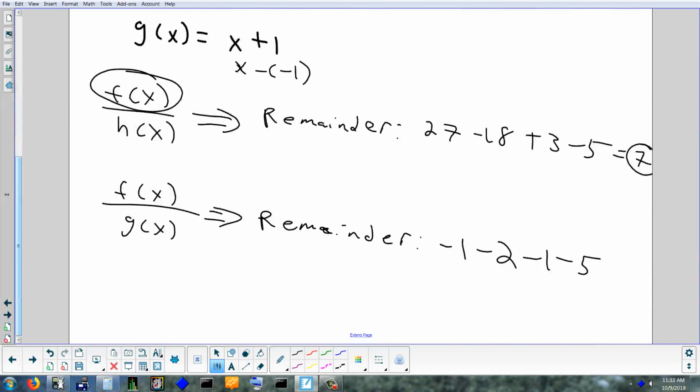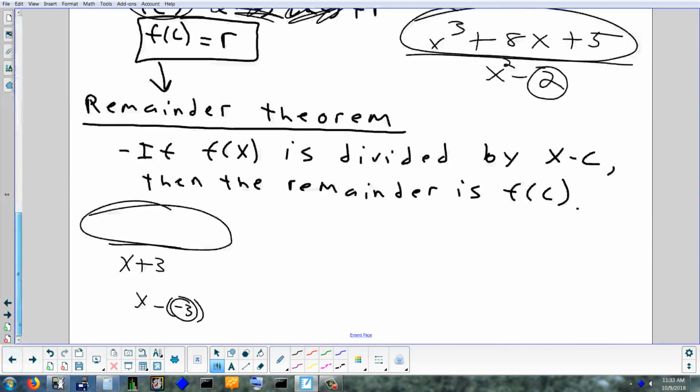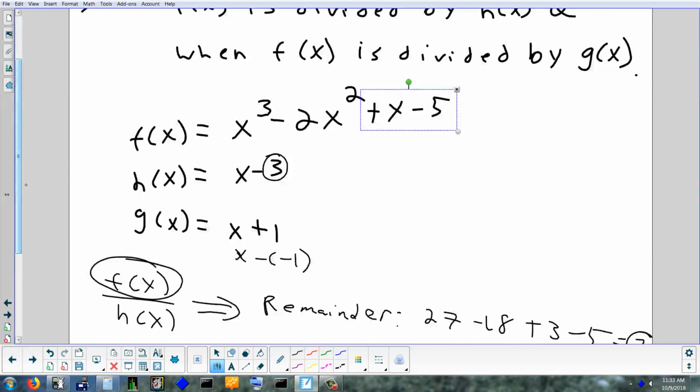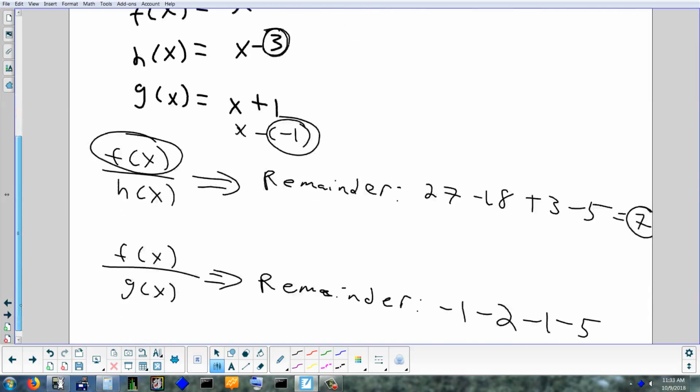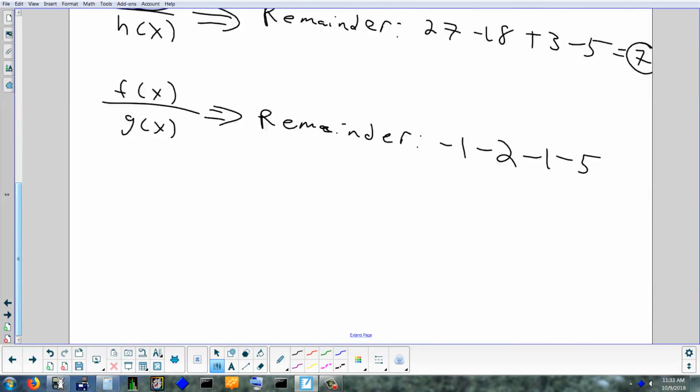Yeah? Why is it negative 1 instead of 1? Because this remainder theorem only works if you divide by something that looks like that. It has to be x minus a number. So this one was x minus, there's your number. But this one was x plus. So you want to think of it as x minus, there's your number. So what do we get there? Negative 1 minus 2 gives me negative 3. Negative 3 minus 1 gives me negative 4, which gives me a remainder of negative 9, which means g of x is not a factor.